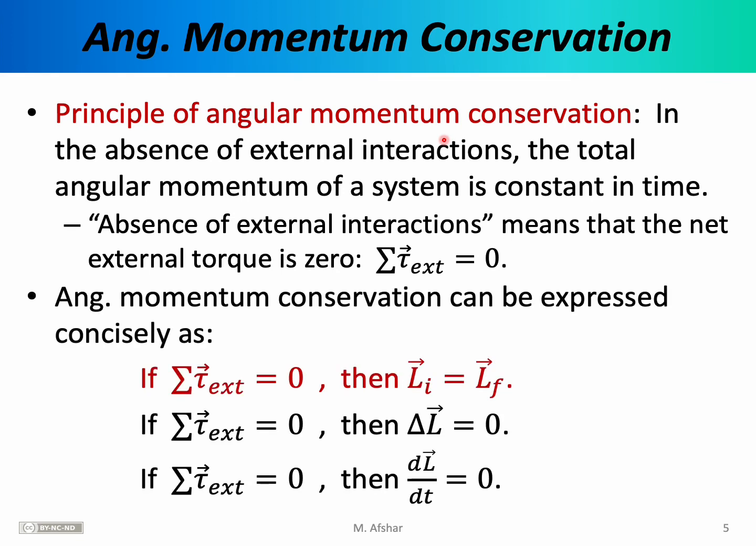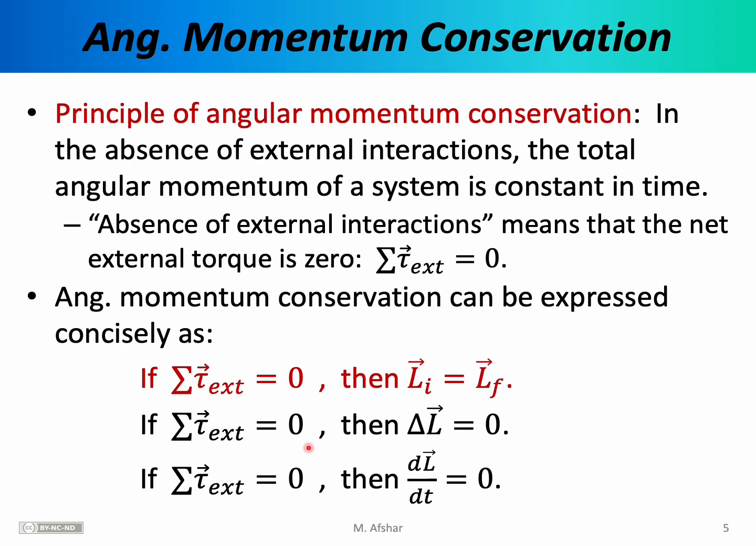This principle is quite important, and so you're going to see it written down in many different ways. Here's one way to say the same thing. If the sum of the external torques is equal to zero, then L initial is equal to L final. Remember, we're using the letter L for angular momentum, and when we say that it is constant or conserved, we're basically saying the initial is equal to the final.